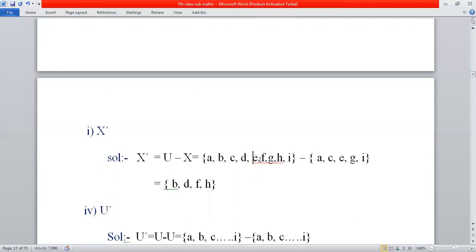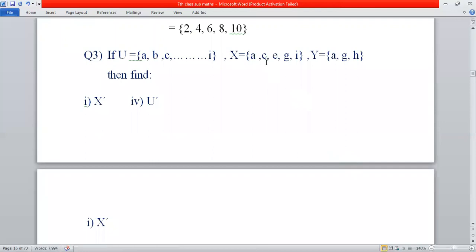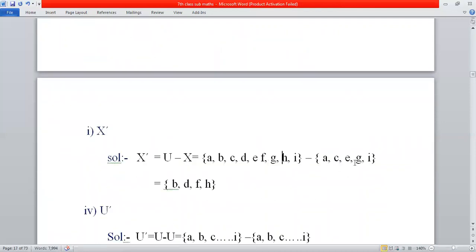These alphabets are given in the universal set minus x. This is already given in the question, we didn't write it from our own side. These x values are given in the question, you can check it: A, C, E, G, and I. Now we have to find the complement of x.